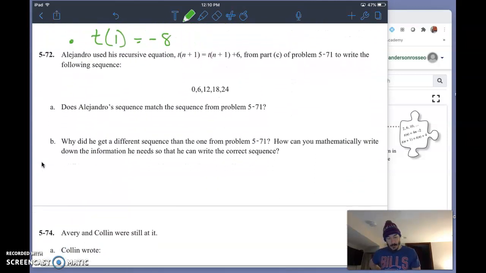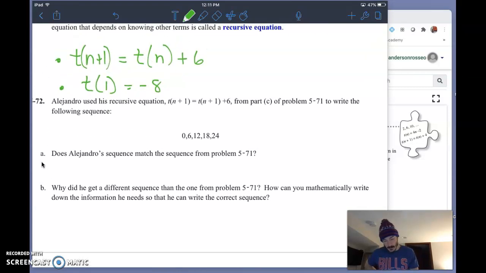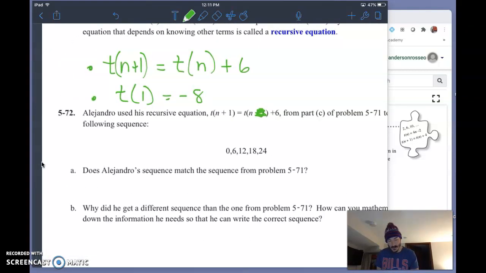We're going to keep on keeping on because there are a couple things that I really want to get to in this video. 72 is a great problem. Alejandro uses the recursive equation t of n plus 1 equals t of n plus 1 plus 6 from part C of the problem. You know what? Anderson's got a typo in here. This should just be t of n plus 6. Woo. From part C of problem 5-71 to write the following sequence. Does Alejandro's sequence match 5-71? And the answer is no.